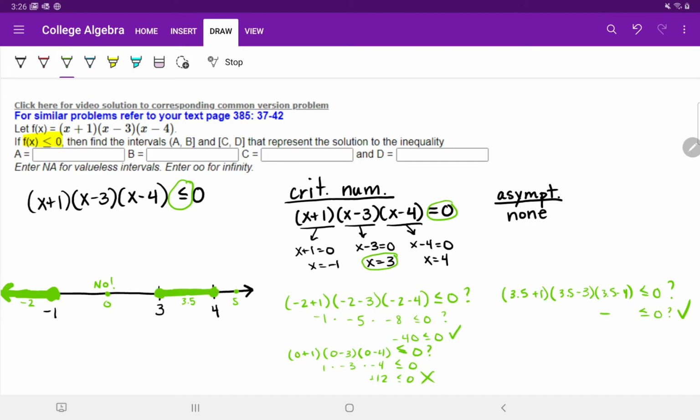All right, finally, let's test our last point. We're plugging in 5 plus 1 times 5 minus 3 times 5 minus 4. Less than or equal to 0? Let's find out. We get 6 times 2 times 1. No, we end up with a positive 12, which is not less than 0. So this side is also a no.